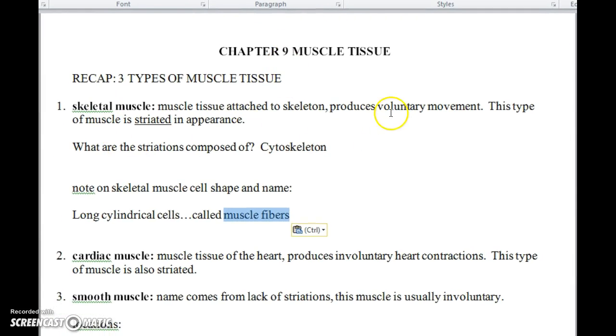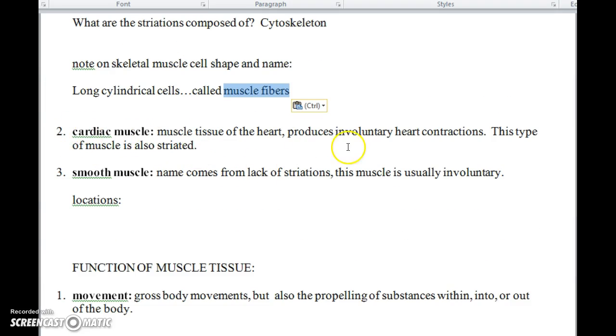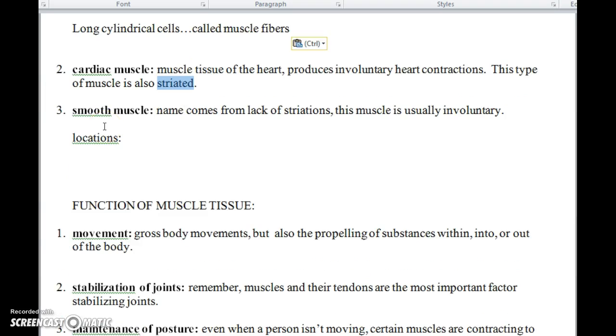So skeletal muscle: voluntary, striated. Cardiac muscle is involuntary and also striped. The only place you get cardiac muscle is in the heart; its name tells you. All right, smooth muscle. It's called smooth because the cells do not have stripes. And this is involuntary: no voluntary control and no stripes.